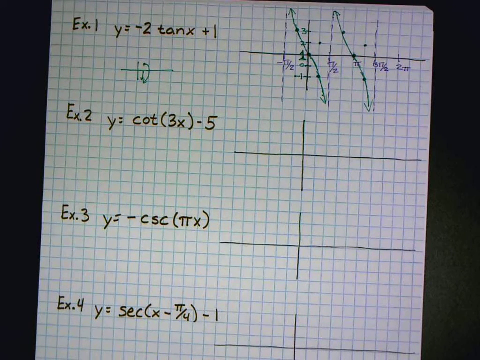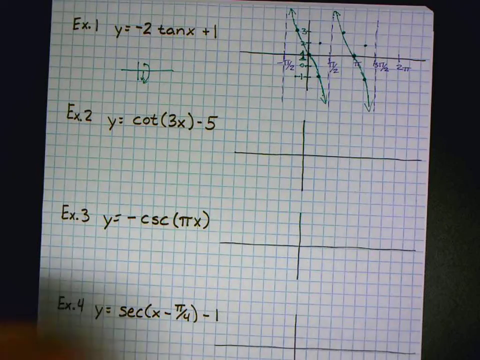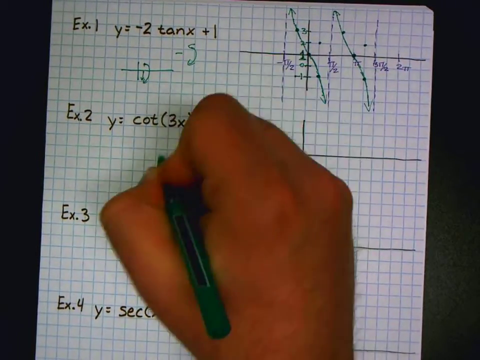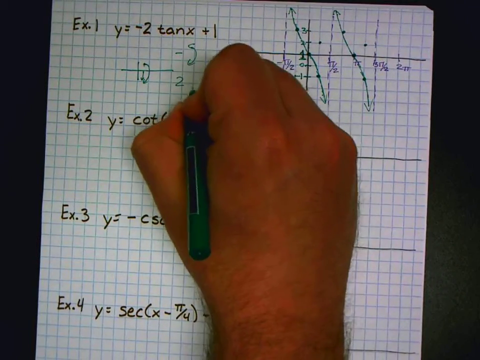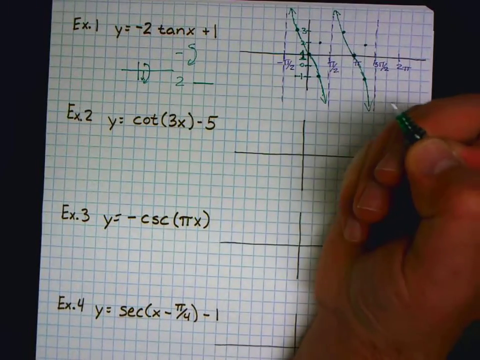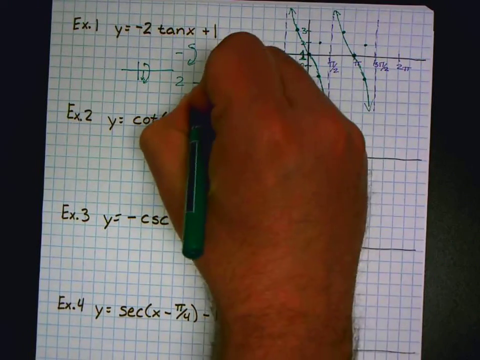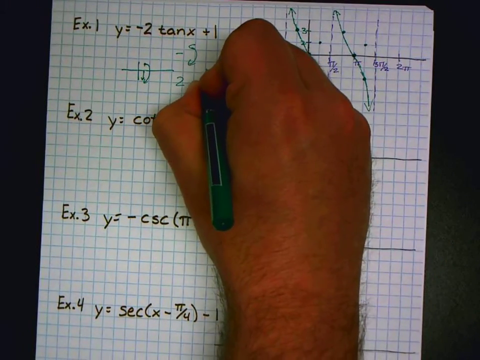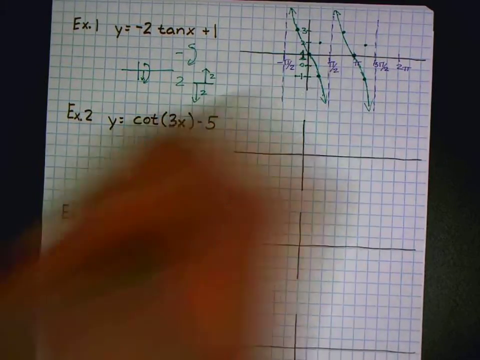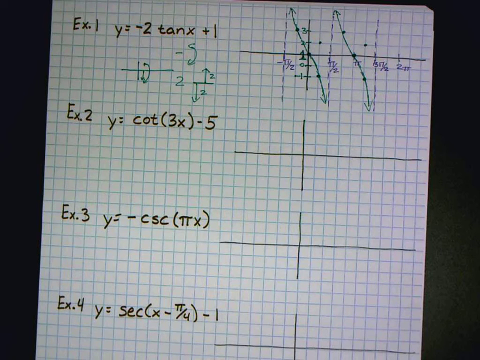So -4 flips it. And then the 2 tells me the distance from my center. So it's telling me from my center I need to go up 2 or down 2. Most of your test is going to be graphing.